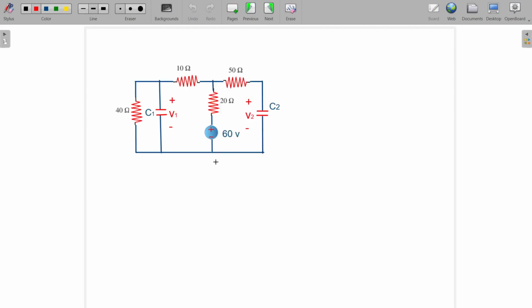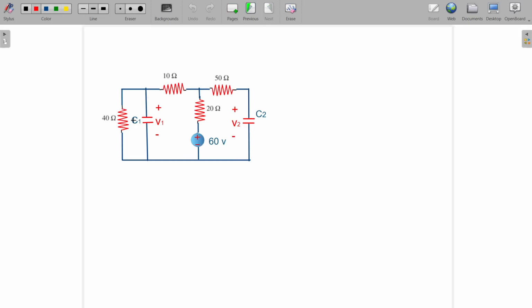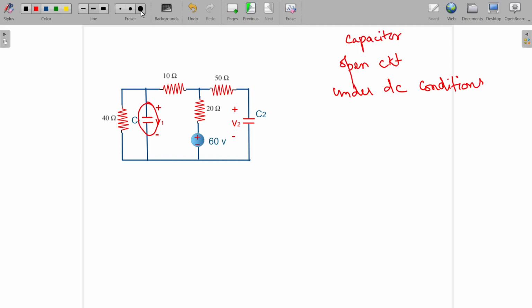That is the question. So we have drawn the circuit so that it would be useful for us to do the calculations. Under DC conditions, this capacitor will be acting as an open circuit, so that we can remove this part. Here also it acts as an open circuit. Under DC conditions, the circuit will be looking like this. So this is the equivalent circuit of the same circuit under DC conditions.